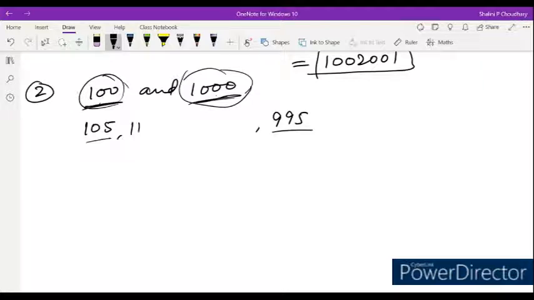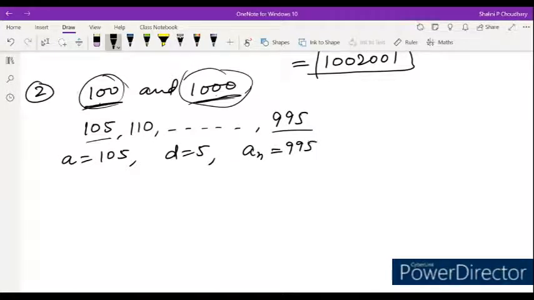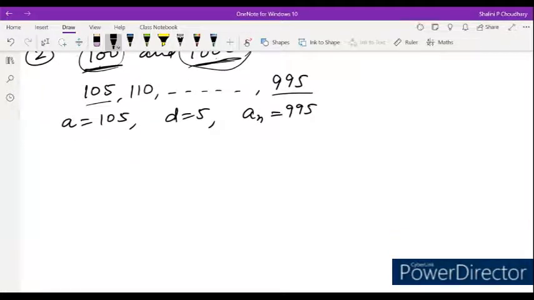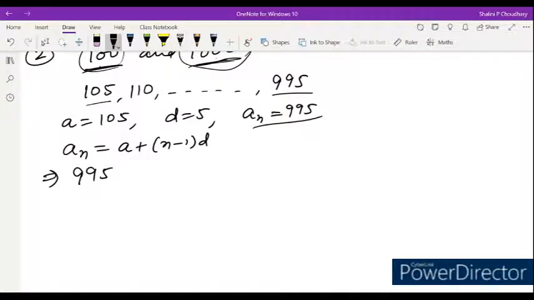Again we don't know the number of terms. So a is equal to 105, d is equal to 5 because the difference will be 5, and the nth term will be 995. Now what we have to find out? We have to find out the number of terms, I mean, n we have to find out. So again we'll use the same formula, an is equal to a plus n minus 1 d. The value of an we know, that is 995, and the value of a is 105, plus n minus 1, and the value of d is 5.